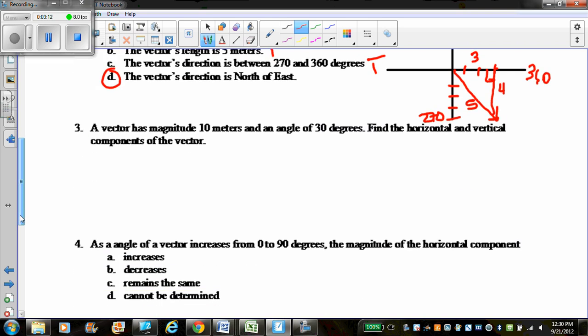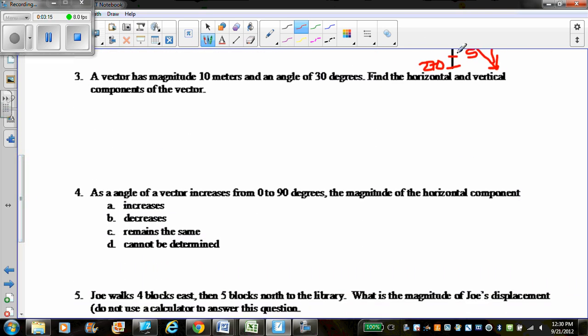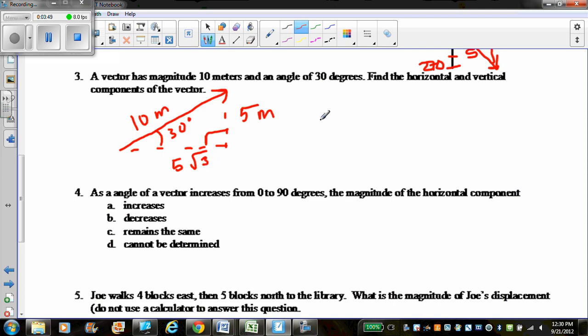Question 3. A vector has magnitude 10 meters and an angle of 30 degrees. Find the horizontal and vertical components of the vector. Here's a component problem that you can solve without a calculator if you remember your unit circle. Here I've got 10 meters at 30 degrees. You may recall for a 30, 60, 90 right triangle, the short leg is half the hypotenuse, making this 5 meters. And then the long leg would be 5 times the square root of 3.